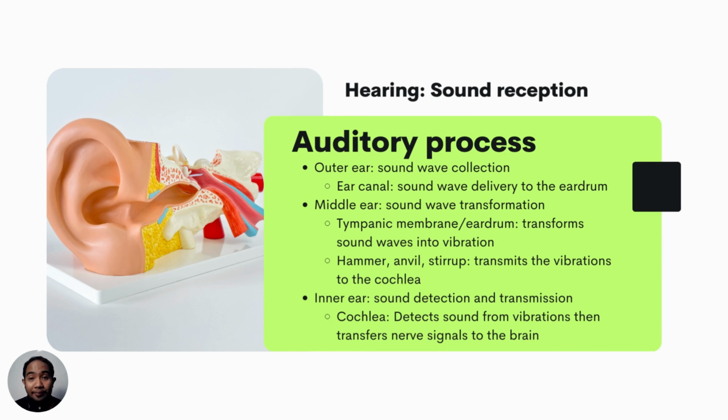So the cochlea detects the sounds from the vibration, and then transfers nerve signals to the brain for the brain to interpret, and the spiral structure of the cochlea vibrates in response to sound with a particular vibration pattern. So some parts of the cochlea absorb high frequency or high pitch sound. Some parts cover low pitch or low frequency sounds.